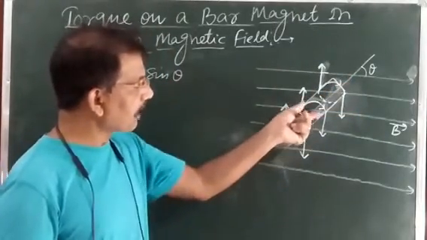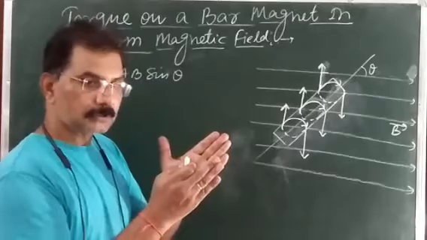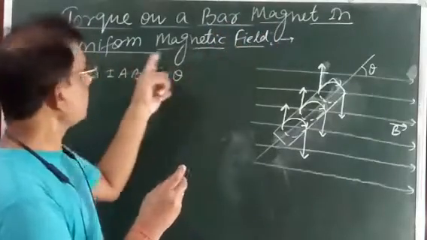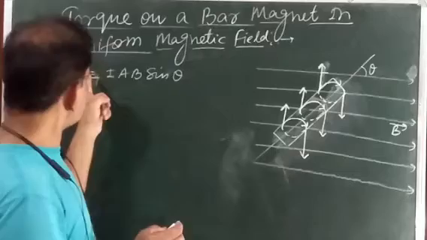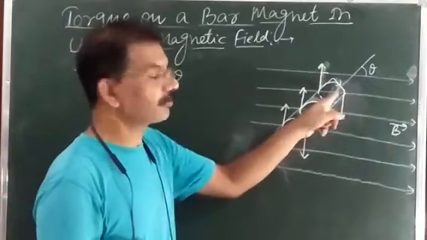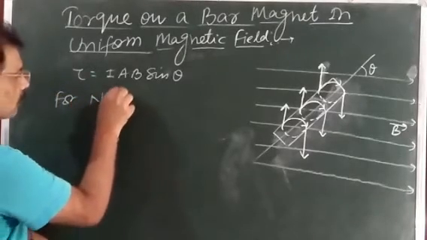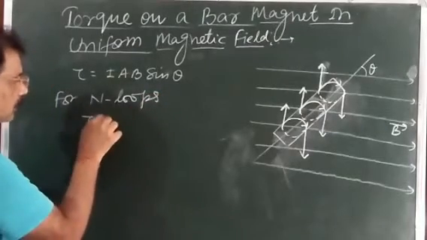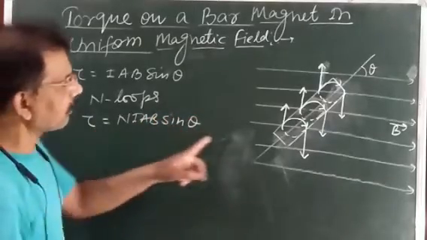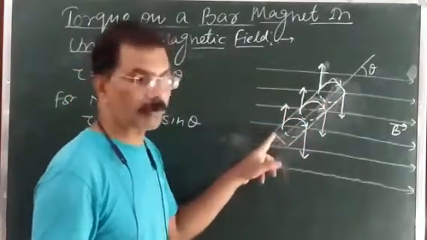This means for every loop we assumed, we find the magnetic torque, and when we sum all of them, the sum of the torques will give the total magnetic torque acting on the bar magnet in the uniform magnetic field. Suppose on each loop the torque is I A B sin theta, and in this bar magnet, if we consider there are n current loops, then for n loops the total torque is tau is equal to n I A B sin theta, and this torque acting on the total current loop we consider as the torque acting on the bar magnet placed in this uniform magnetic field.